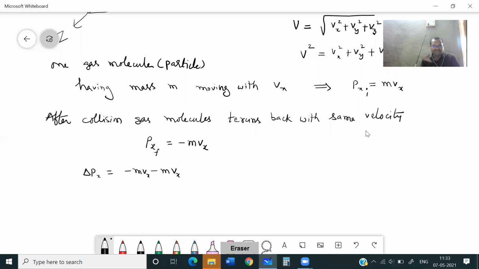Okay, I'll write it from the basic equation. Change in momentum means what? P final minus P initial. P final is minus mvx, minus P initial, again mvx. Total is minus 2 mvx. Correct? Yes. Good, Nishal.